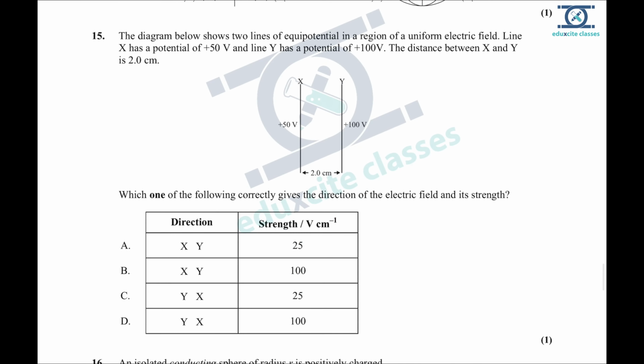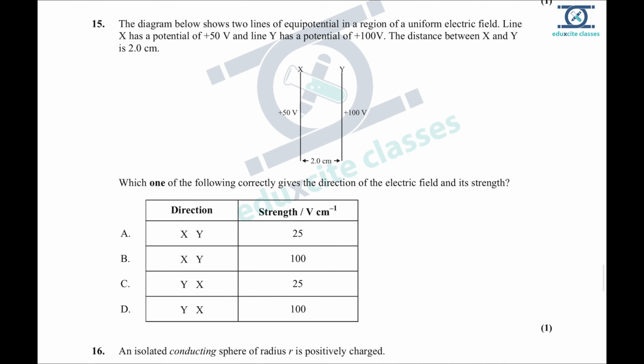Now question number 15, it's a very good question again. The diagram below shows two lines of equipotential in a region. This is at 50 volt, this is at 100 volt, of a uniform electric field. The X has a potential of 50 and the Y has 100 volt. The distance between X and Y is 2. Which of the following correctly describes the direction of the field?